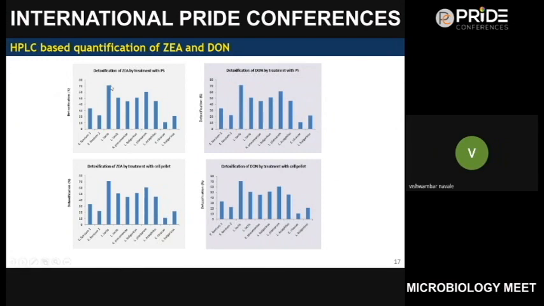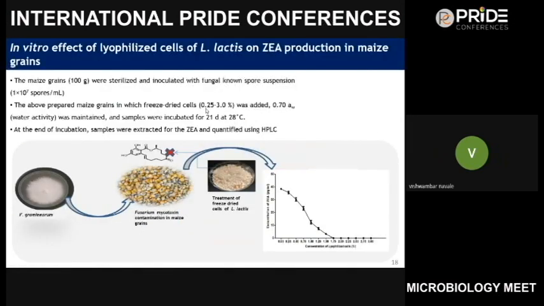Here we found that our isolate gives more than 70% detoxification of both the toxins with its cell pellet as well as the peptide solution. Further, we wanted to check at the field level, in vitro with maize grains, whether this bacteria really works to detoxify these mycotoxins or not. For this, we designed an in vitro experiment in which maize grains were sterilized and inoculated with a known spore of Fusarium graminearum, which is well known for zearalenone production.